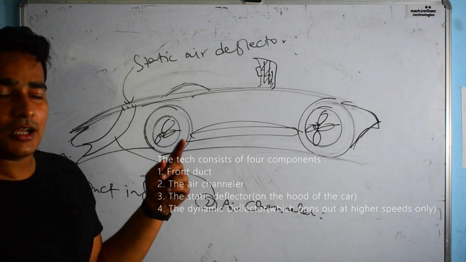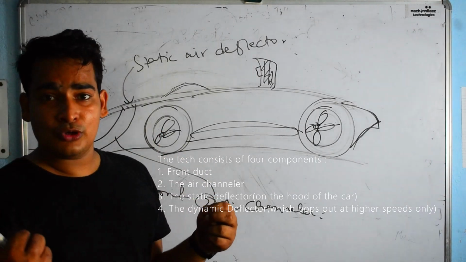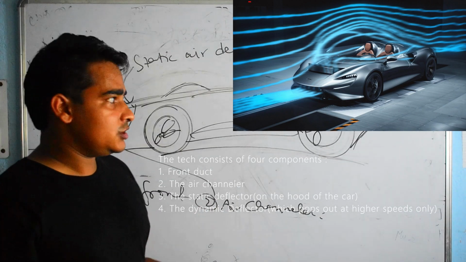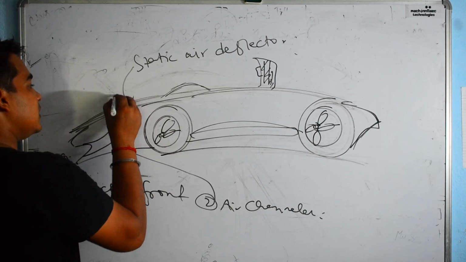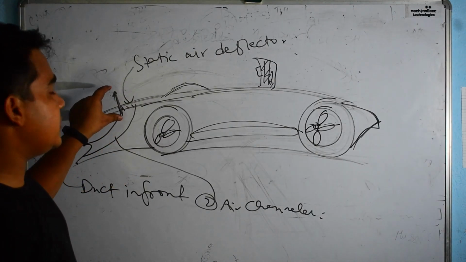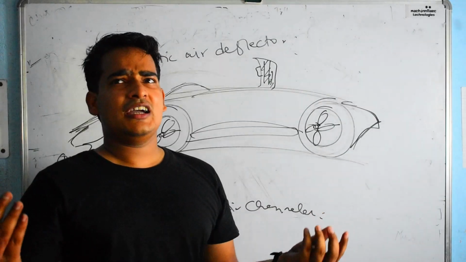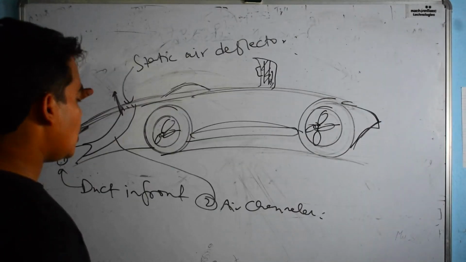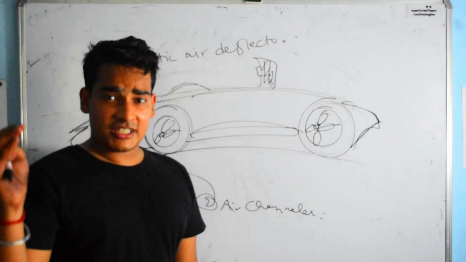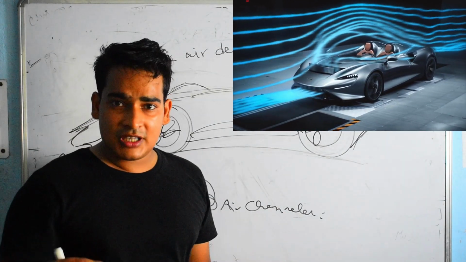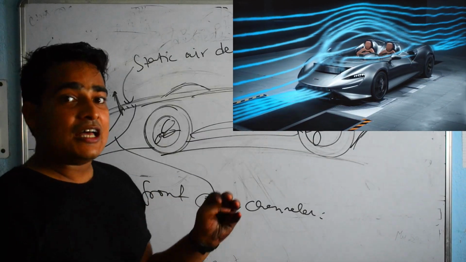And the fourth thing, which is the most important and the most interesting thing technology wise, is the dynamic deflector right here, which pops up at speeds greater than 30 or 70 mph. So these are the four components making this virtual windshield technology possible, and here is the science behind this.